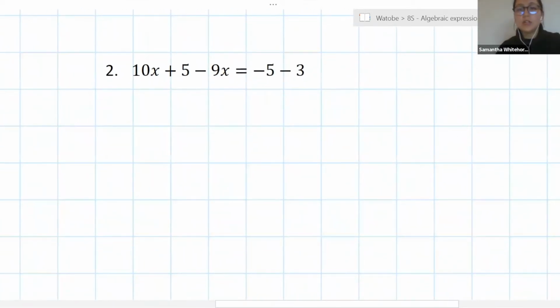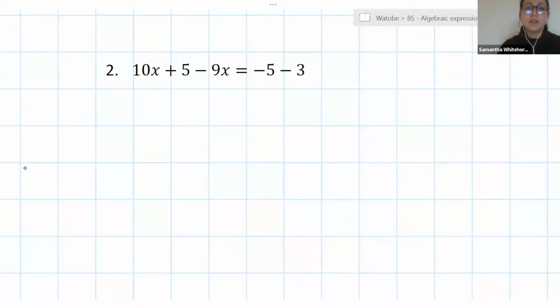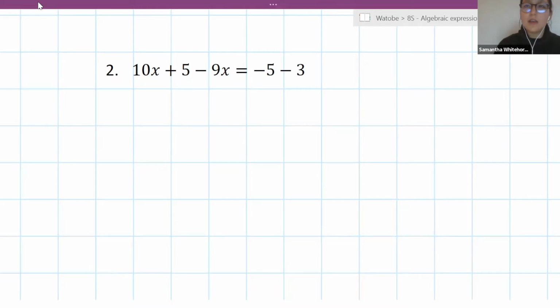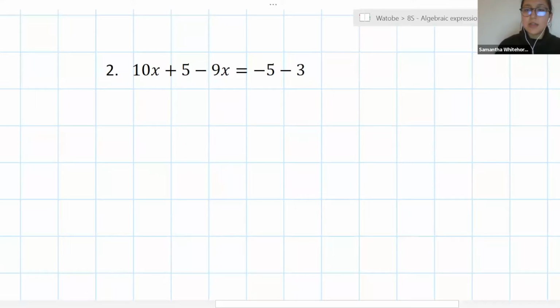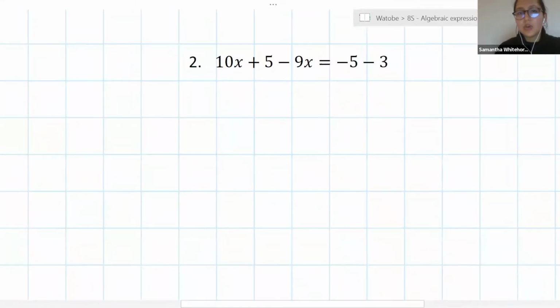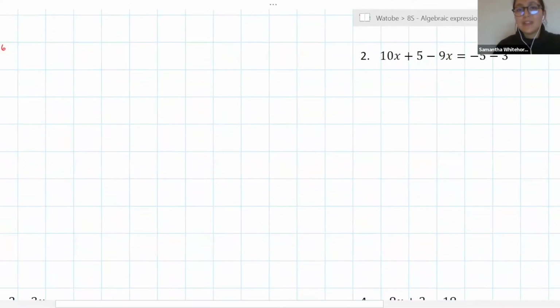So let's have a look then at question 2. Question 2 is a little trickier because we've got a few more terms that we need to deal with, but let's have a look. We've got 10x plus 5 minus 9x equals -5 minus 3. Now, there's a couple of different ways you can start your approach to this. What I would suggest is always double check and see if you can simplify either side of your equation. Just because if you can simplify, it means that you're adding or subtracting your like terms, and so you're working with fewer terms overall.